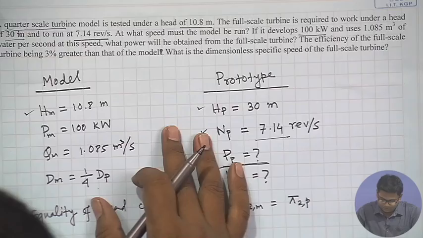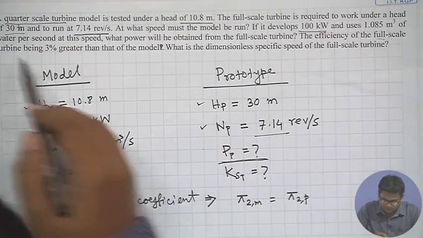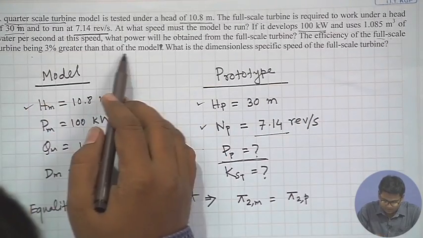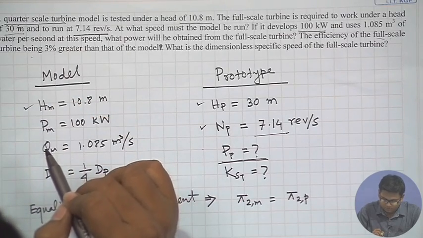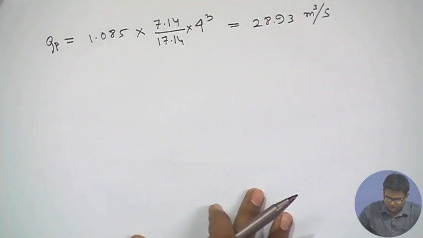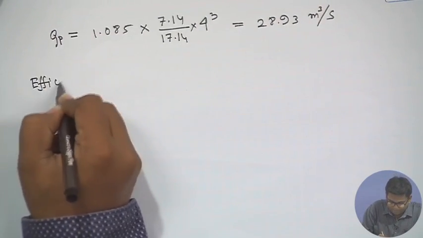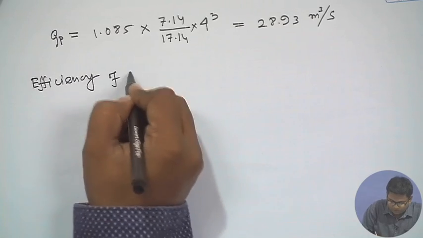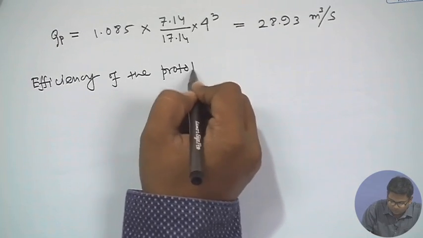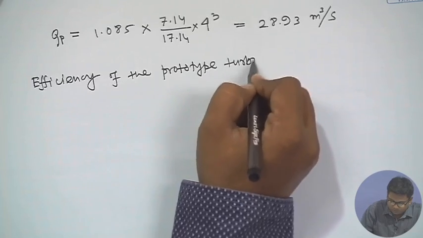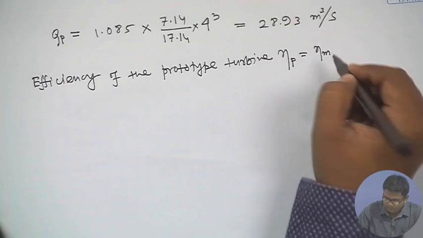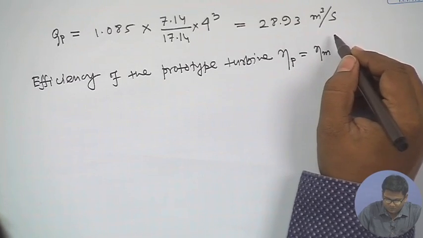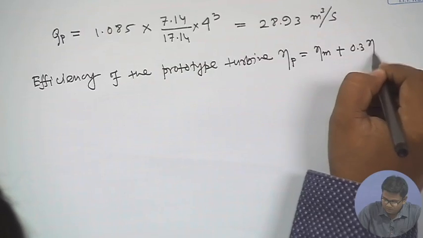Now to obtain the power of the prototype turbine, one very important thing to note here is that the efficiency of the full scale turbine is 3% greater than the model. So to obtain the power, let us first obtain the efficiency of the prototype turbine. So efficiency of the prototype turbine eta p will be eta m, which is the efficiency of the model turbine, plus 0.03 times eta m.